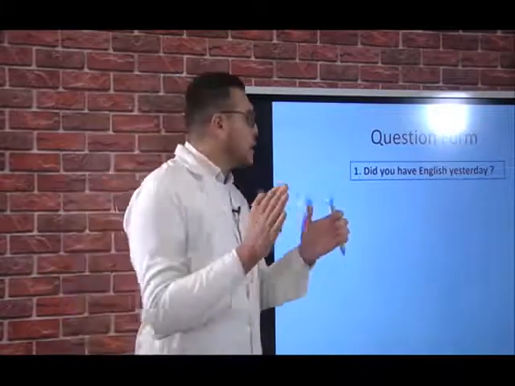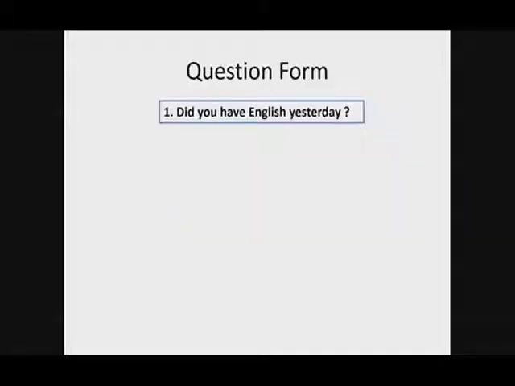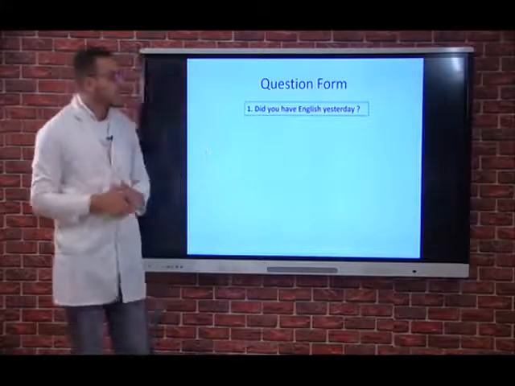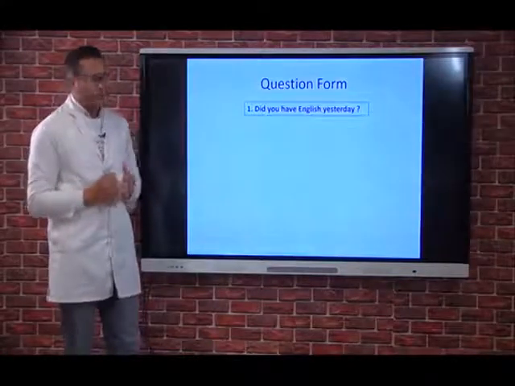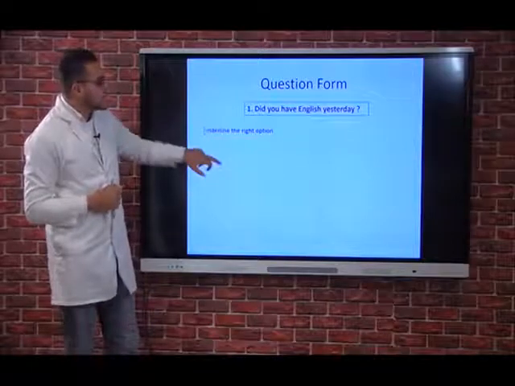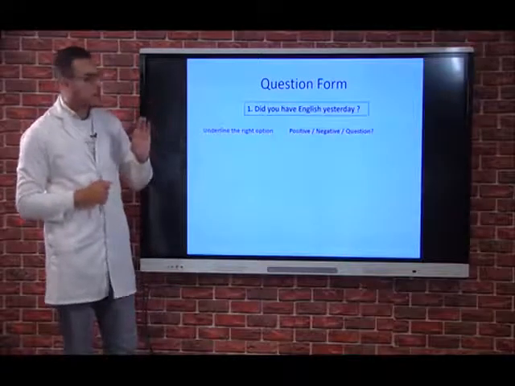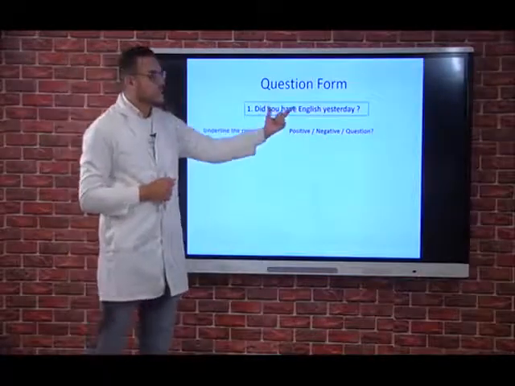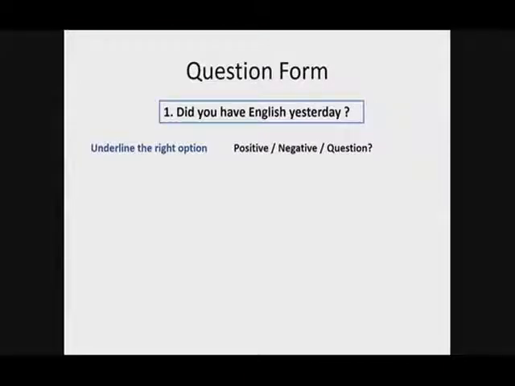Now, in order to make the question form, we have done with the positive. So let's see how we make the question form. So let's study this example. Did you have an English class yesterday? So how do we make the past form? So let's underline the correct option. Positive, negative, or question. So what type of sentence is this? Of course, it's a question. It carries the question mark.